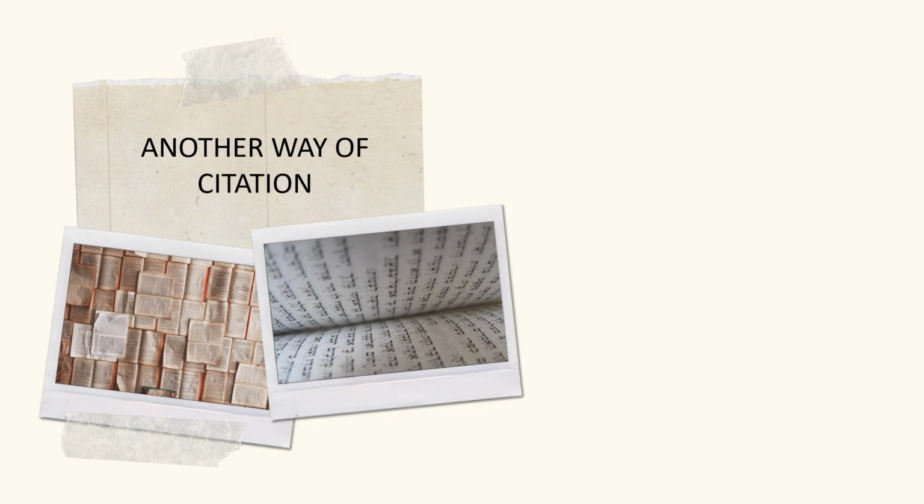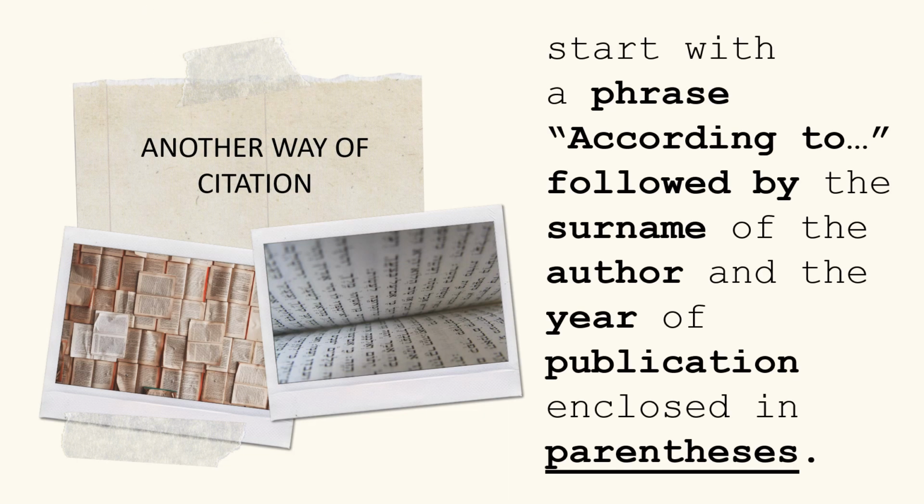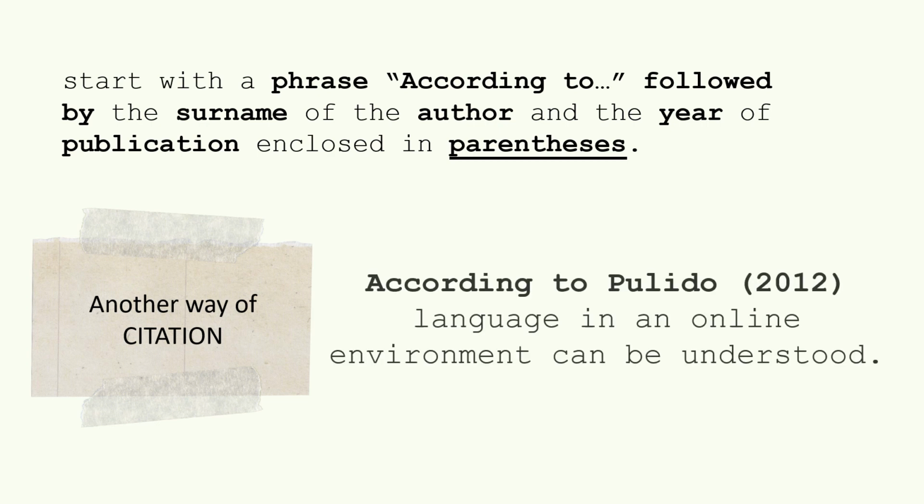Now, another way to do citation is using the phrase according to, followed by the name of the author and the year of publication enclosed in parentheses. So for example, according to Polido, okay, there's the phrase according to, followed by who the author is, and then the year of publication, and the year must be inside the parentheses. Only in text-oriented citation do we include the name of the authors and the year inside the parentheses. But in the other way of citing, author-oriented, it is just the year of publication that is put inside the parentheses. Alright, so according to, surname, and then the year, language in an online environment can be understood.